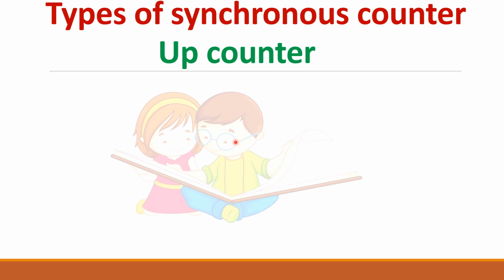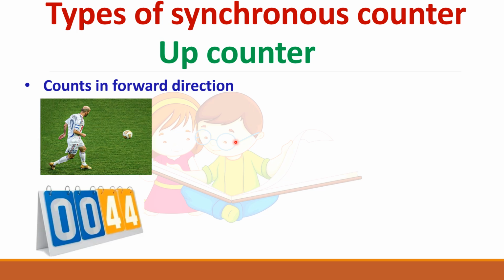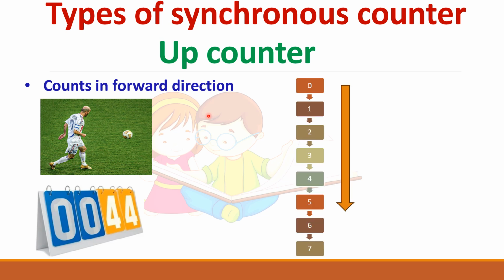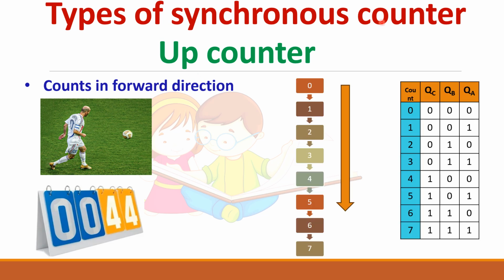Next, we will see the up counter in detail. An up counter counts in the forward direction. For example, you can remember football. As the number of goals hit by the team increases, the counter will also increase, and the goals value will change. So this is forward counting. If I have three flip-flops, it will count in this manner: 0, 1, 2, 3, 4, 5, 6, 7. It keeps on going in the forward direction. So this is an up counter.